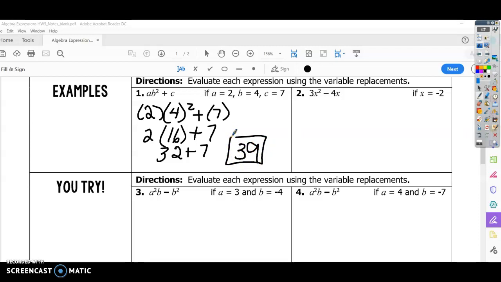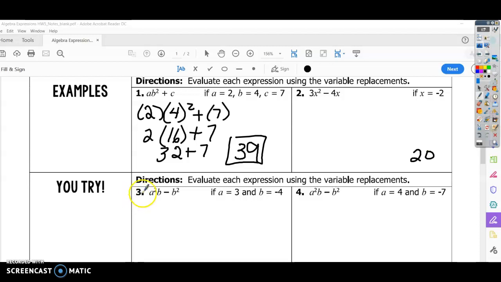Since number 2 is very similar to number 1, I'm going to skip it. If you need the extra practice, you should go ahead and work that one on your own as well. If you work it out, you should get 20. Okay? All right, let's go on to example 3.